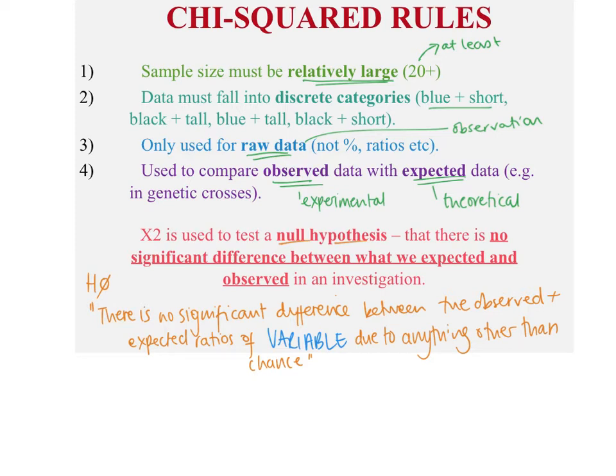And if we, at the end of the chi-squared test, either accept or reject that null hypothesis, then we can suggest reasons or other reasons why there might be a difference between those two ratios. Okay, so let's get started with an example. We'll work our way through it, and then you guys can have a go at one afterwards.